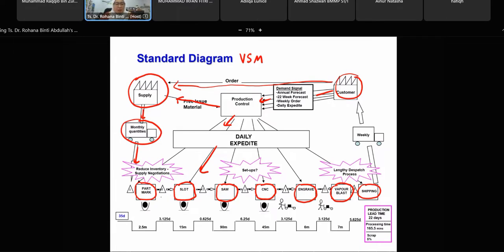Dekat sini kita boleh nampak ini simbol untuk queue. Sebab setiap produk masuk dia akan queue. Okay, dia akan queuing. Alright, so mana-mana produk yang masuk sebelum masuk the next process dia akan sangkut dekat queuing dulu. Ini proses dia. Alright, ini adalah operator. Ini simbol untuk operator.